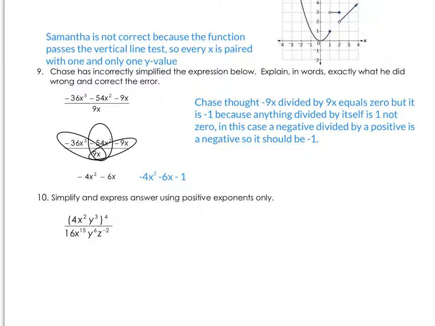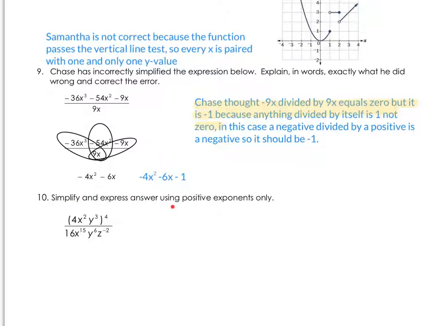So I'm going to say that Chase thought negative 9x divided by 9x equals 0, but it is negative 1, because anything divided by itself is 1, not 0. In this case, a negative divided by a positive is a negative, so it should be negative 1. So the most important part here was that Chase thought that when we divide anything by itself, it was 0, but it's actually a 1 or negative 1, depending on the numbers. Okay, so now let's do the very last one.